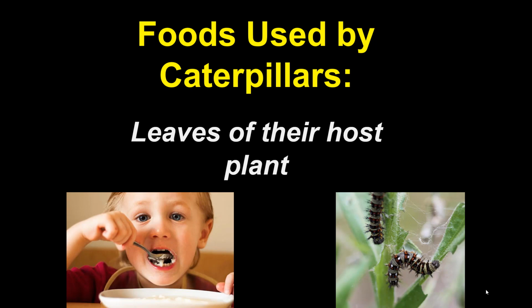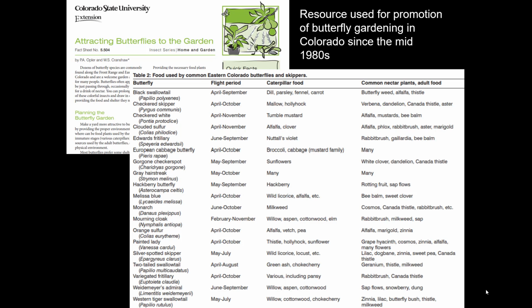So we want to look for what kind of foods the caterpillars feed on. And one of the things you could use as a resource is this fact sheet we've had. This is the very first extension fact sheet in the country. It goes back to the early 1980s. Anyway, it lists some of the common butterflies we have here in Colorado and what are some of the caterpillar foods that they will feed on.